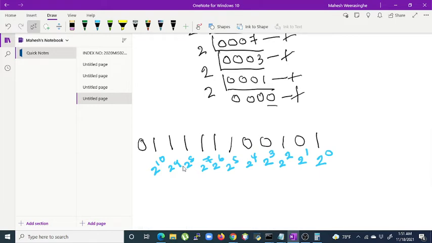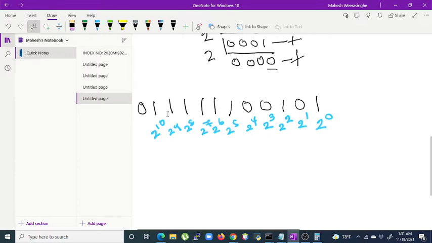Then we have to write in the below method. The first one is 3 to the power 2 to the power 0, because here we have converted 2021, which is the exponent of 3.